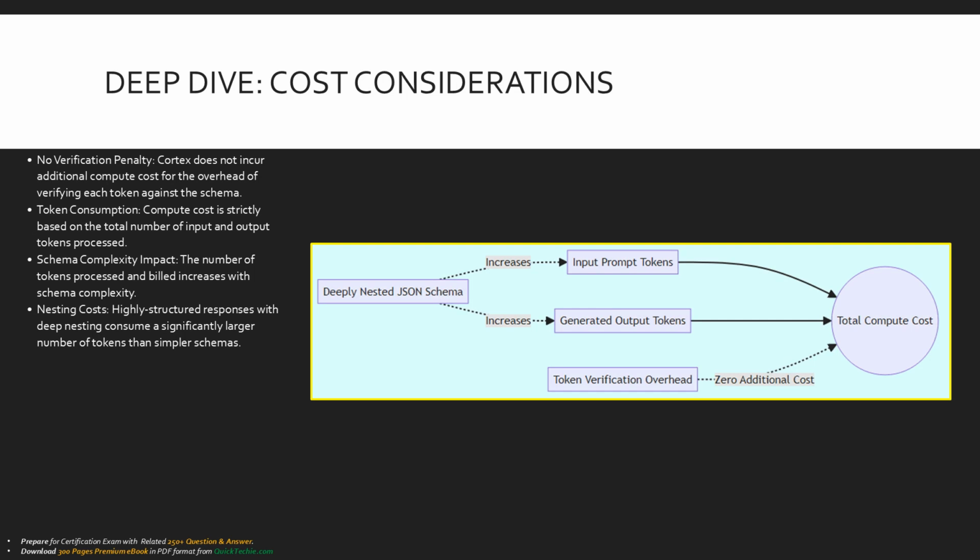As enterprise architects, we must strictly manage costs. Let's discuss the financial mechanics of using structured outputs. The excellent news is that Cortex Complete Structured Outputs does not incur additional compute cost for the overhead of verifying each token against the supplied JSON schema. The validation engine running in the background is essentially free. Your compute cost is based purely on the number of tokens processed.